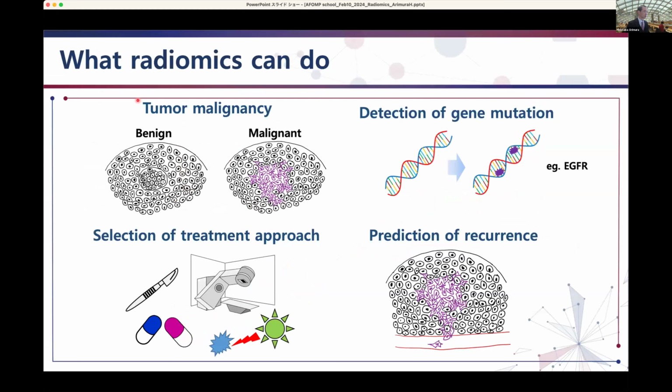So by using radiomics, we can do evaluation of tumor malignancy, or detection of a gene mutation, and select a treatment approach, a personalized treatment approach, or prediction of recurrence. These are just examples. We have many applications of radiomics.